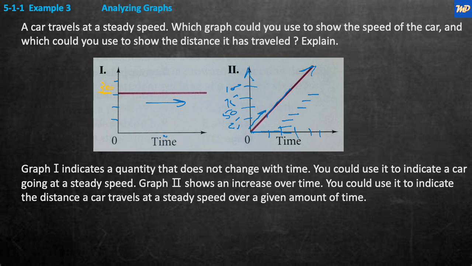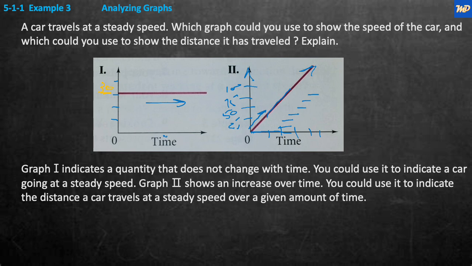Graph 1 indicates a quantity that does not change over time. This could be used to indicate the car is going at a steady speed, as we said. Graph 2 shows an increase over time, which could be used to indicate the distance the car travels at a steady speed over a given amount of time. And the steady speed is important. That's why the line is straight. In the previous slide, I showed you the child jumping rope. The line went up and then it slowed down and then it came back and went back up, and it slowed down and came back.